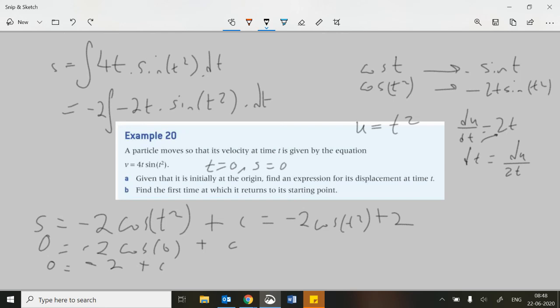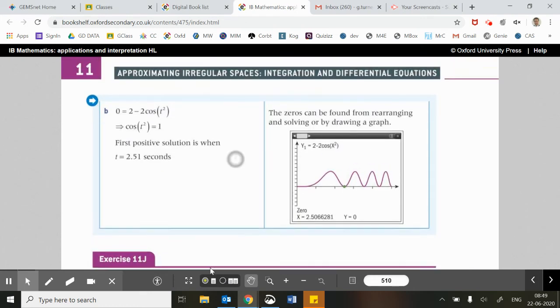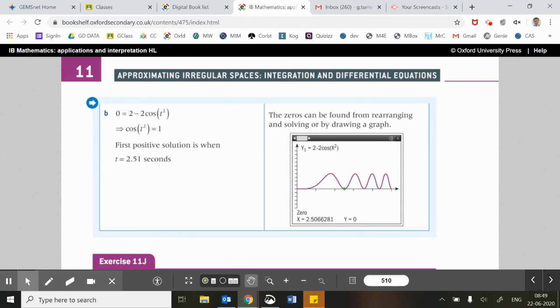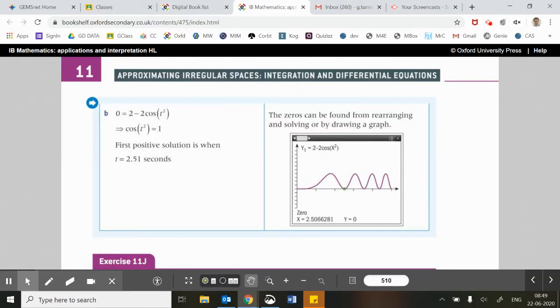The second part of the question says, find the time at which it returns to the starting point. Now, at this point, I would use my GDC, and I think that's what they do in the book as well. Let's just rush this one a little bit. We could come up with this graph, 2 minus 2 cos t squared. That's the same as my formula here. We can put that into the GDC by typing y is equal to this, changing the t to x, and then we can find the zeros, the roots. So find out where it crosses the axis. It's going to cross the axis here, here, here, and here. So that's one way of doing it.